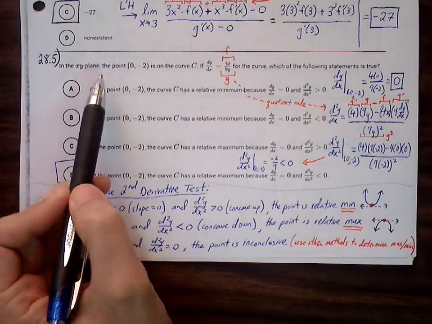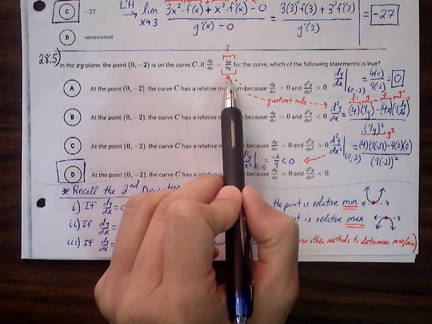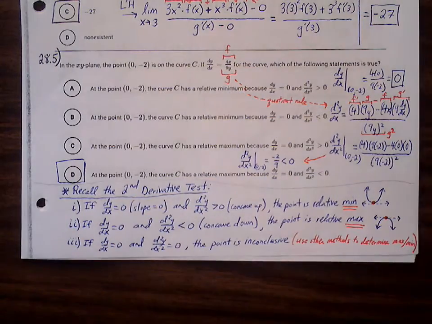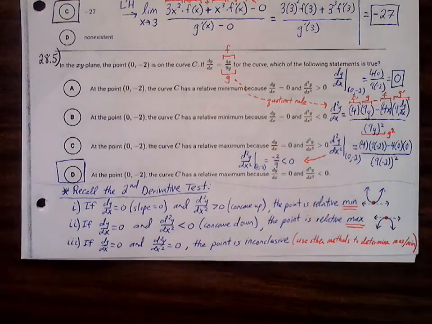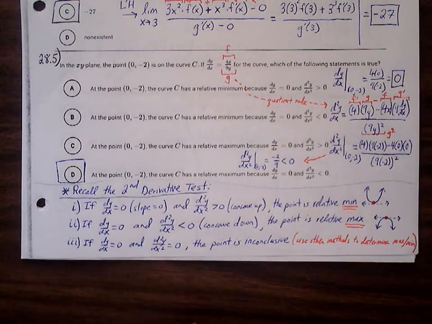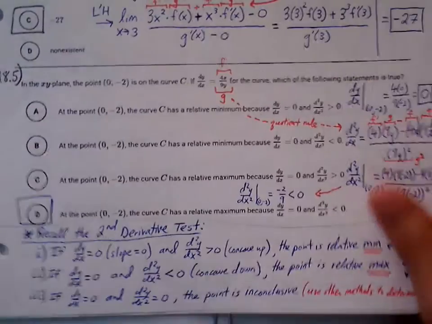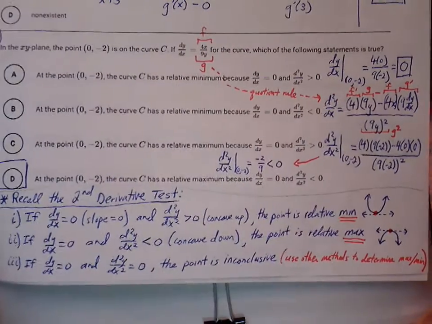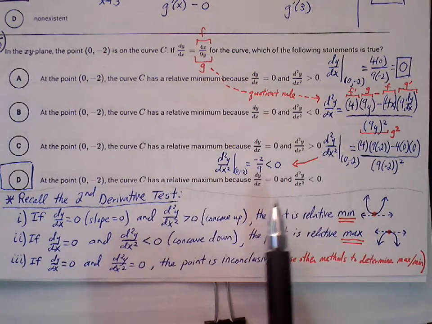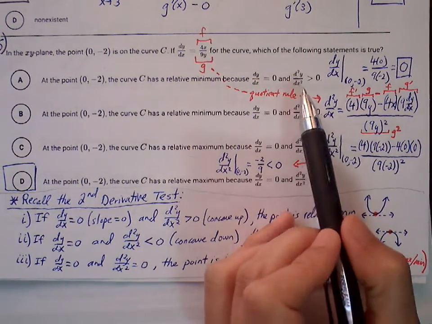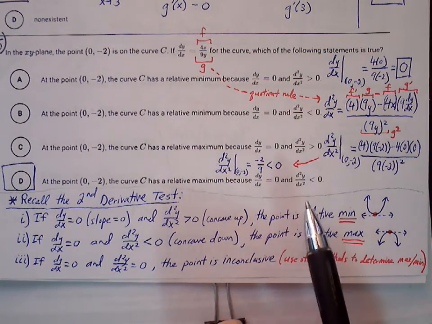So we have an xy plane, ordered pair 0, negative 2. dy dx is given by 4x over 9y. And we want to figure out which of the following statements are true. If we look at our answer choices here, all of our answer choices involve dy dx and the second derivative. So we're going to have to know what the second derivative value is before we can plug in and compare it to 0.